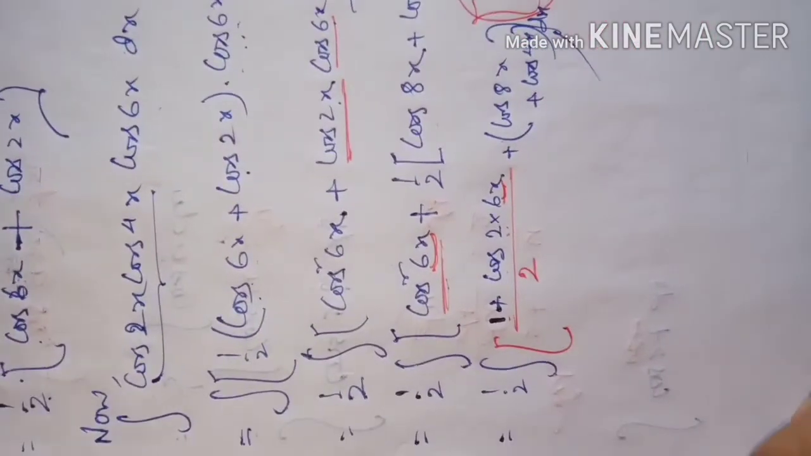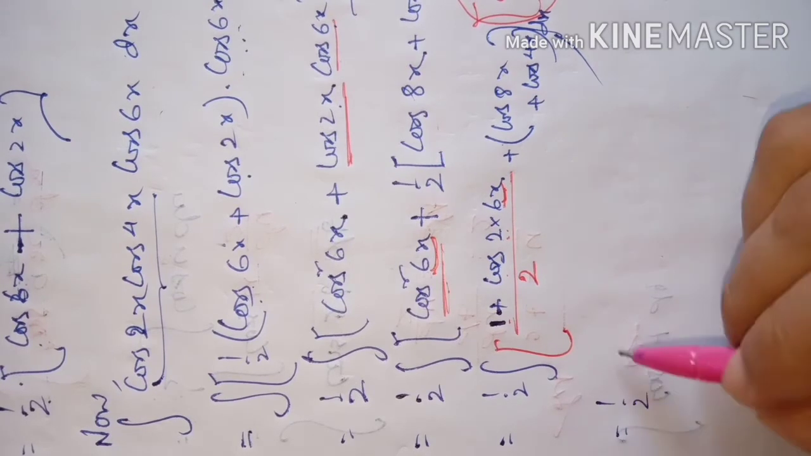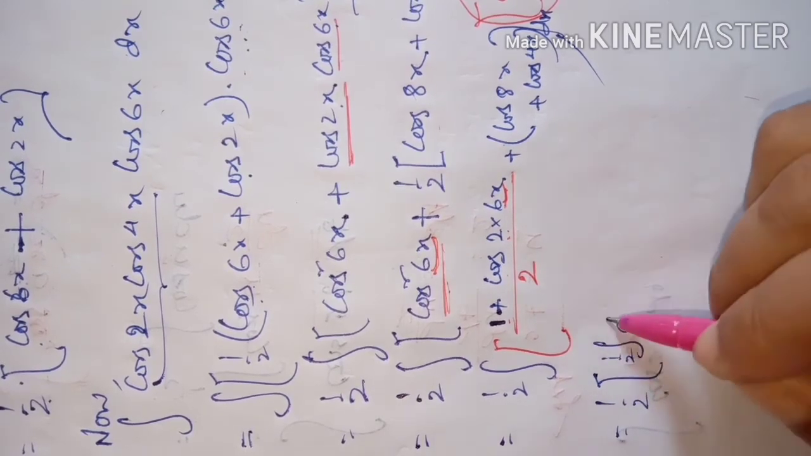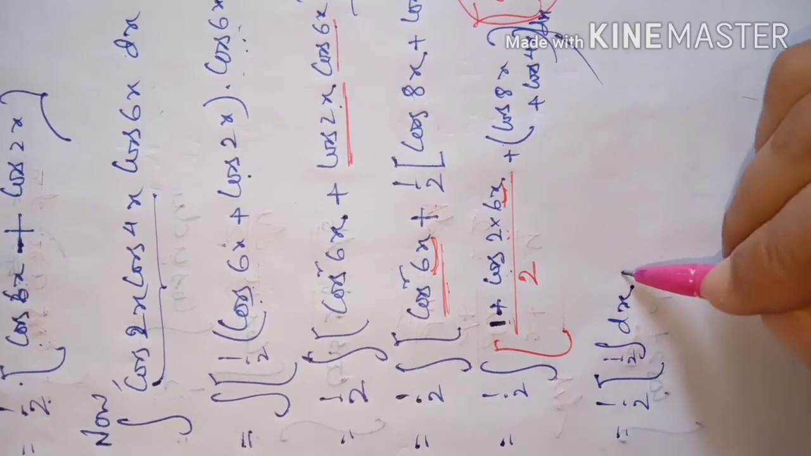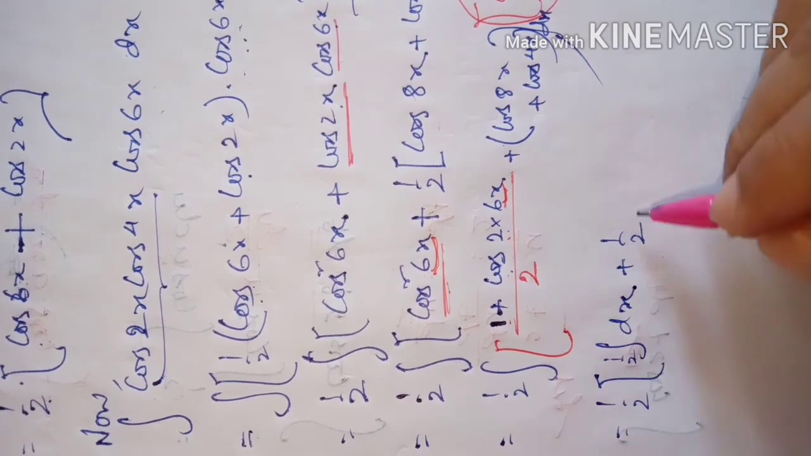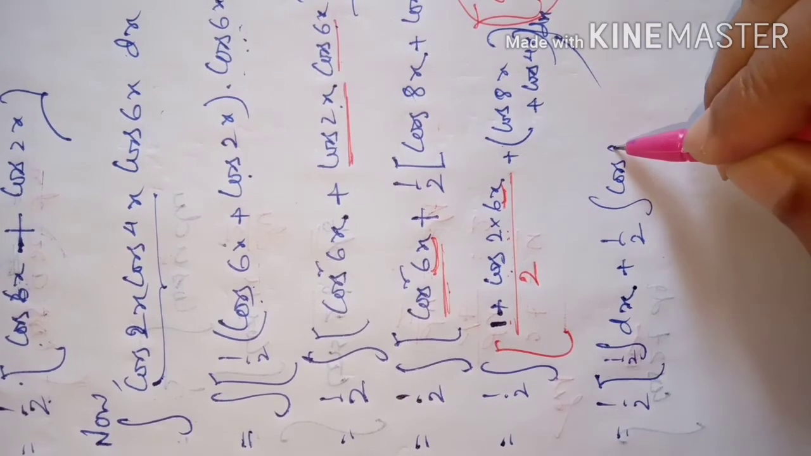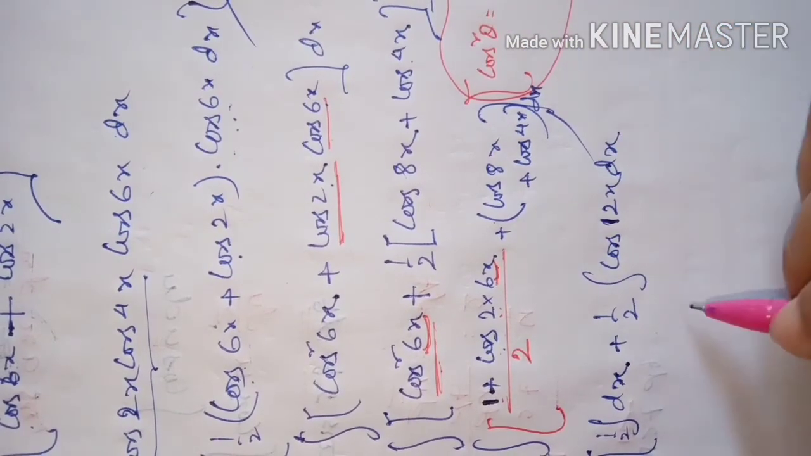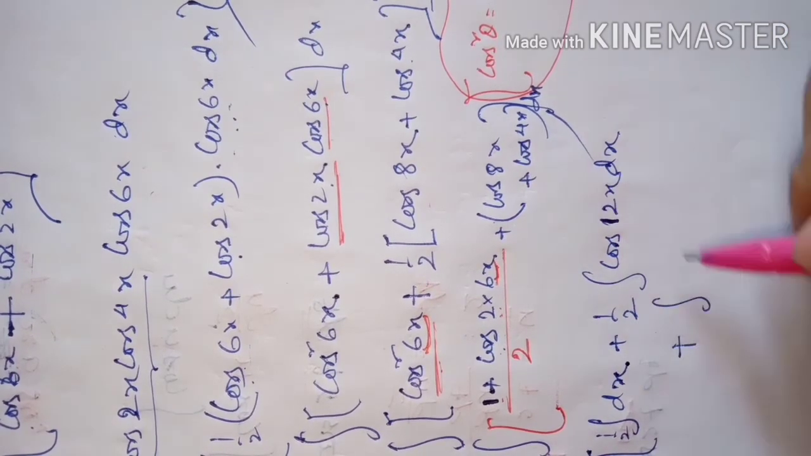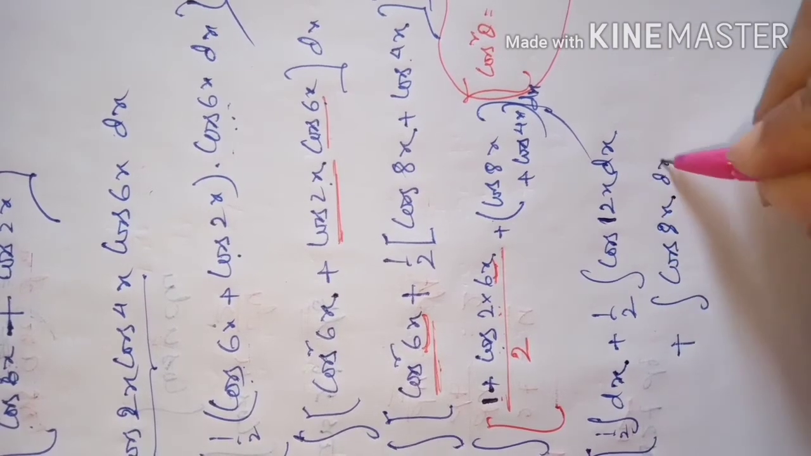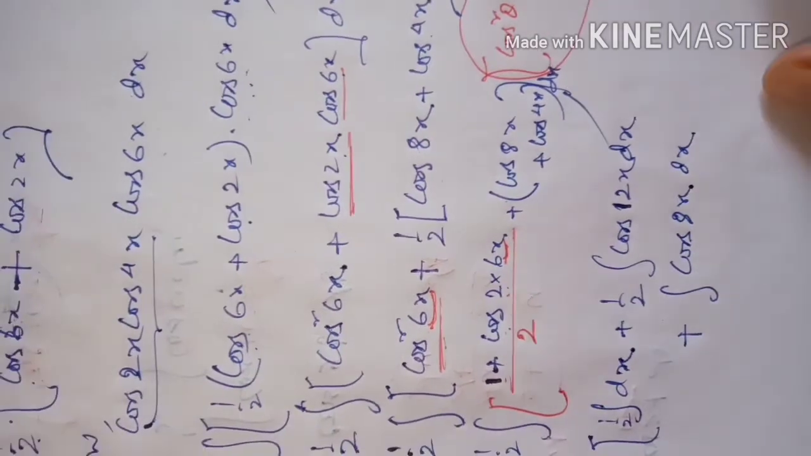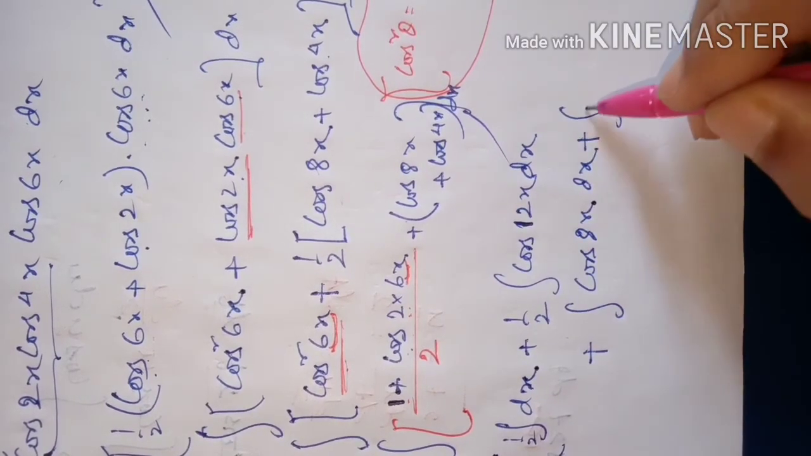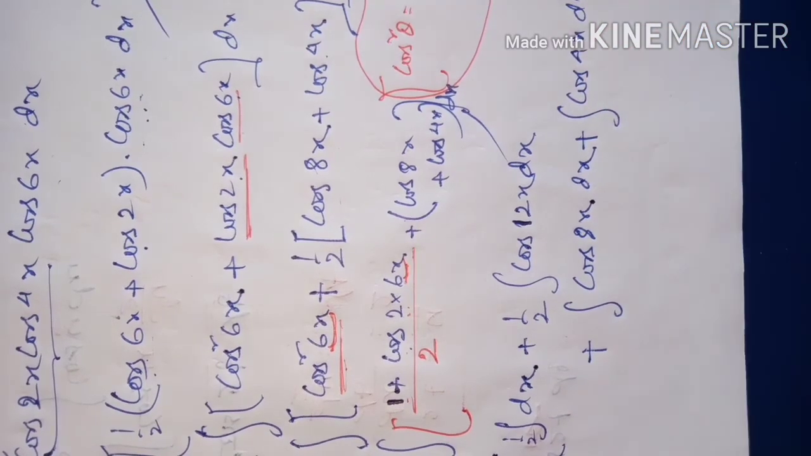So dear students, now we are going to write it this way: half into integration of 1 by 2 dx, integration of 1 by 2 will be coefficient, so dx, then 1 by 2 into integration of cos 12x dx, then plus integration of cos 8x dx, then plus integration of cos 4x dx. Okay, this is the whole expression.